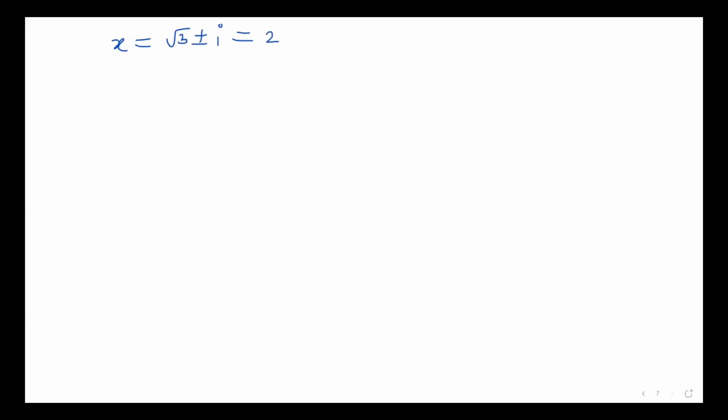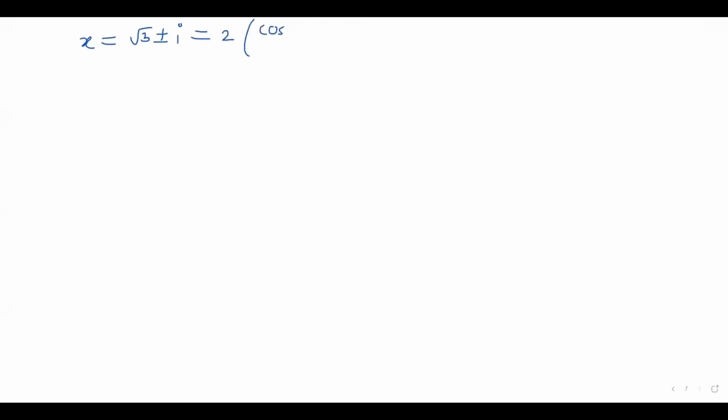And therefore, continuing on the next page, we have x, that is root 3 plus minus i, can also be written as r into cos of pi by 6 plus minus i into sin of pi by 6, where r is 2. Just a second. Alright. Has this step been understood, boys and girls?